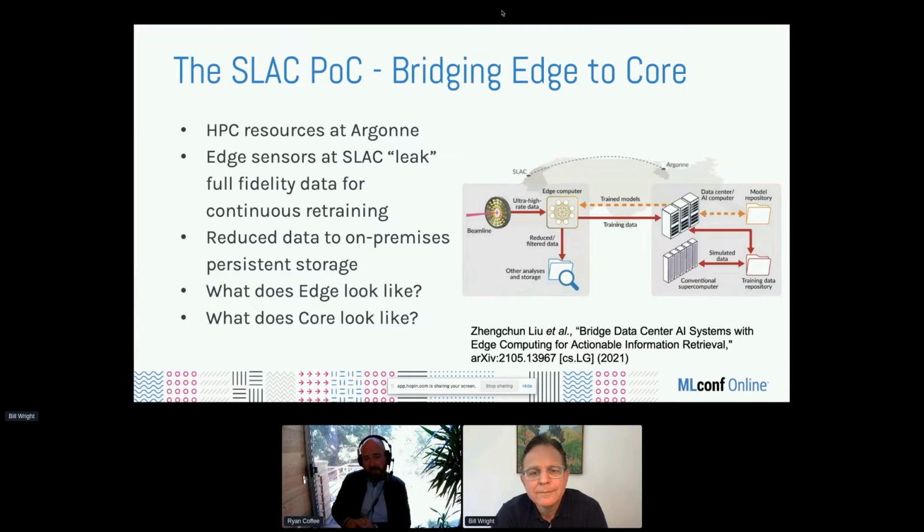We can do fast retraining, which is part of what was motivating this paper with the Argonne side, led by Zhang Chun, on this bridge data center AI system. That paper really said that this is a viable way to go. Instead of putting your training local to your sensor, leverage the HPC that lives in these high performance computing centers. And then all you really need is the ability to apply the inference side at your edge.